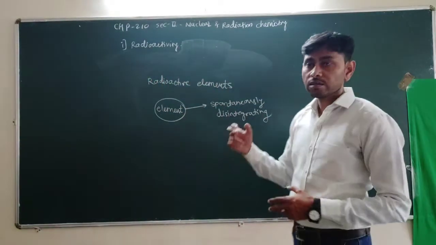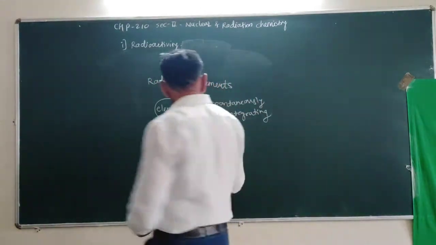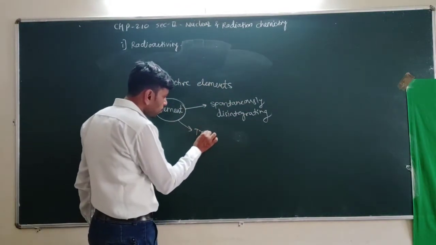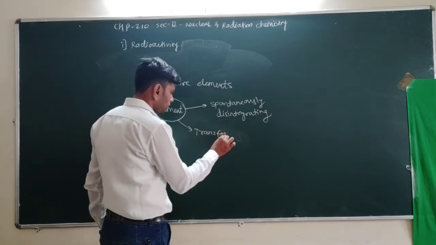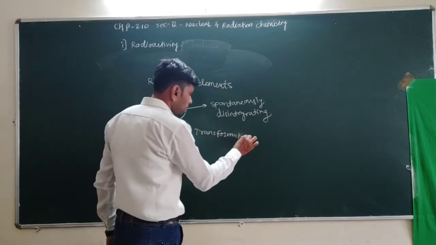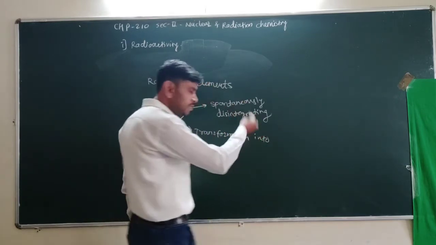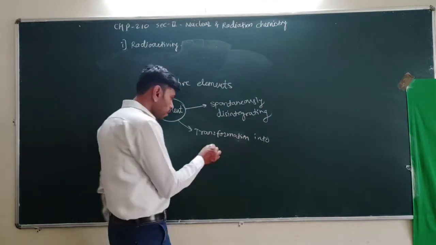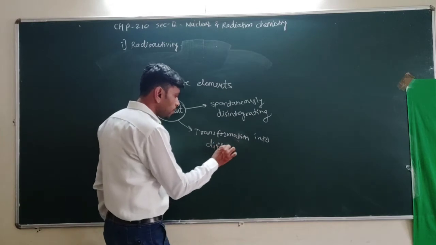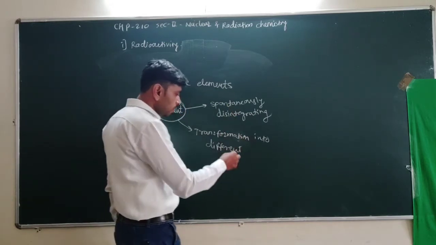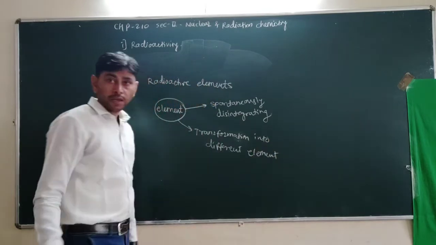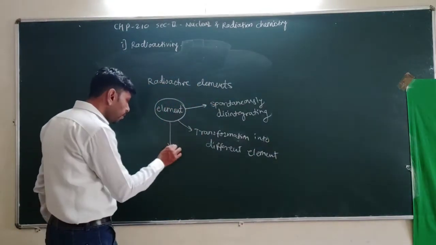Their disintegration is spontaneous. So what happens when they disintegrate spontaneously? Then there is transformation into a different element. Because they disintegrate, they change into another element. What happens in the process? This process is spontaneous. So they are transforming into a different element, and in the process they emit.